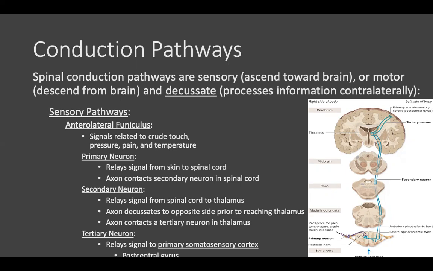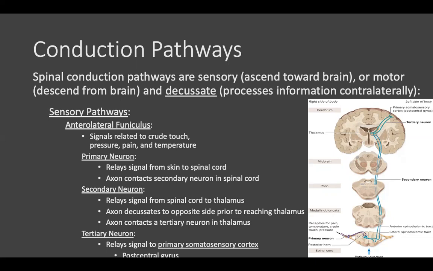It also runs on a three neuron pathway. The primary neuron will still lie within the skin and transmit that signal to the spinal cord. Now, this time we're not going directly up the spinal cord into the medulla oblongata, but instead we're going to meet our secondary neuron within the spinal cord. That will then connect us from the spinal cord up to the thalamus, where the thalamus will then connect us to our primary somatosensory cortex, again in that postcentral gyrus.